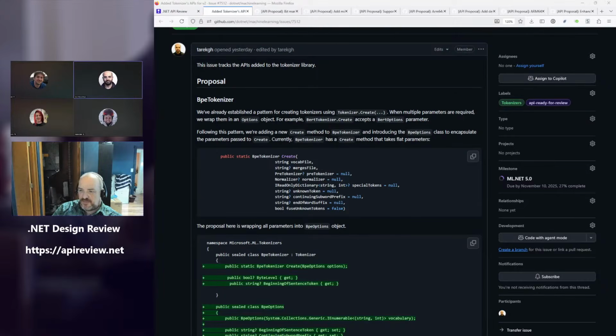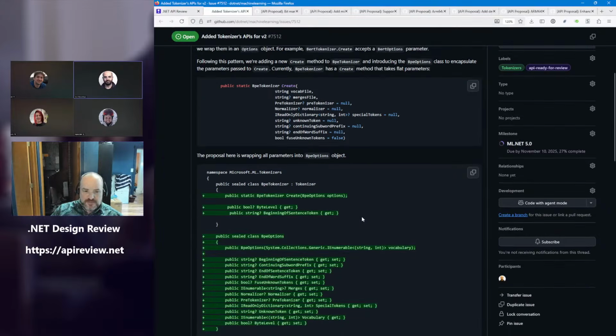We already established some pattern with other tokenizers like the BERT tokenizer today, where we introduced BERT options, which is an object that you can initialize and pass to the create methods to create the tokenizer itself. So the idea here is doing the same with the BPE tokenizer, to create BPE options, which is almost like mapping all these parameters that we already had in the create method and adding a couple of extra things there.